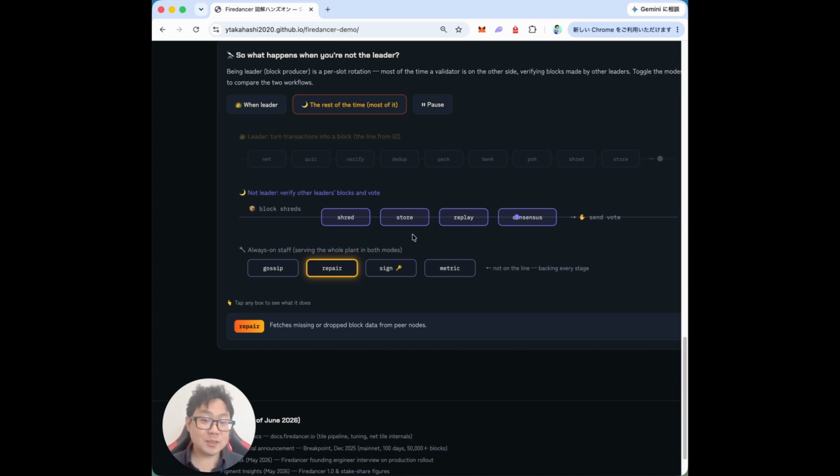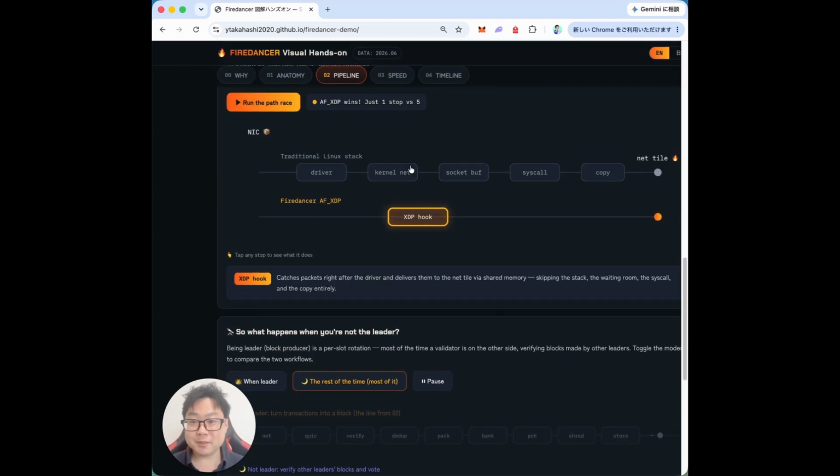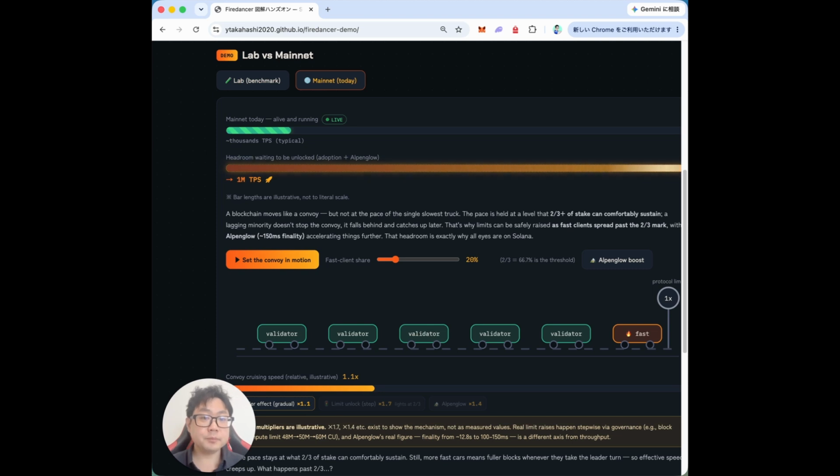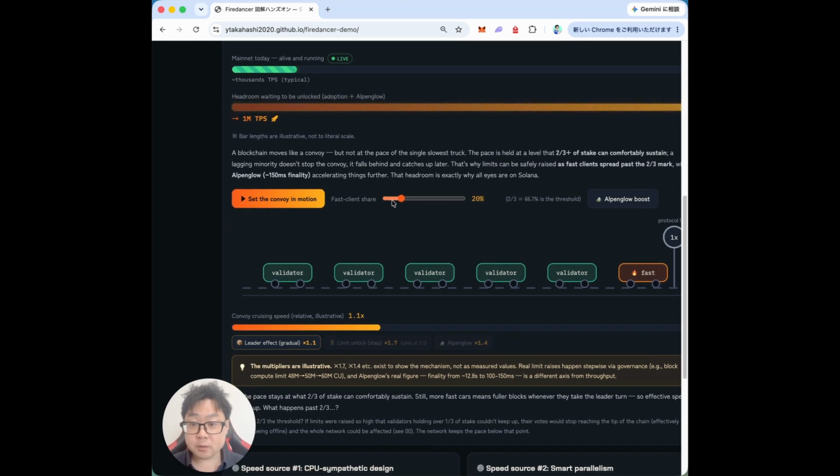And next, let's also talk about speed. In lab benchmarks, Firedancer has already hit 1.1 million TPS. Now let's look at the actual mainnet. We are not at 1.1 million TPS today, but there is huge headroom ahead. First, as faster clients spread, they can pack more transactions into each block when it's their turn as leader, so effective speed gradually rises.